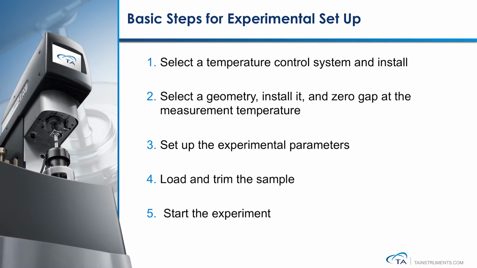There are 5 basic steps for setting up for an experiment. First, select a temperature control system and install. Then, select and install an appropriate geometry. Third, set up the experimental parameters in Trios software. Fourth, load and trim the sample. And finally, start the experiment.